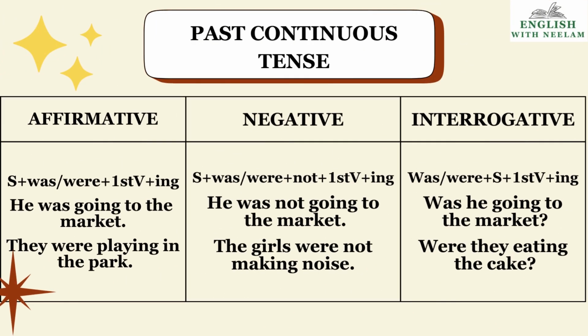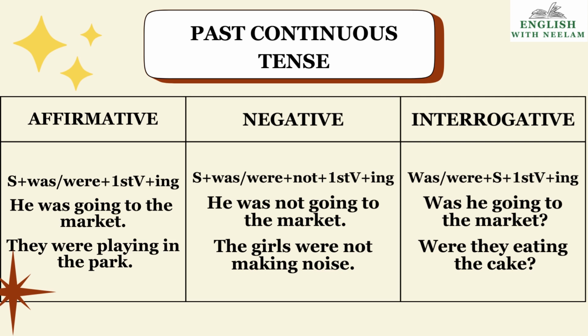Now, let us see how to make affirmative, negative or interrogative sentences. Affirmative first of all. See the structure. Subject plus was or were plus first form of verb and ing. He was going to the market. They were playing in the park.